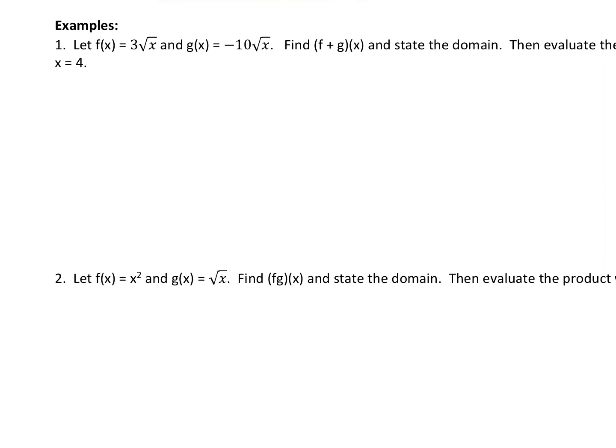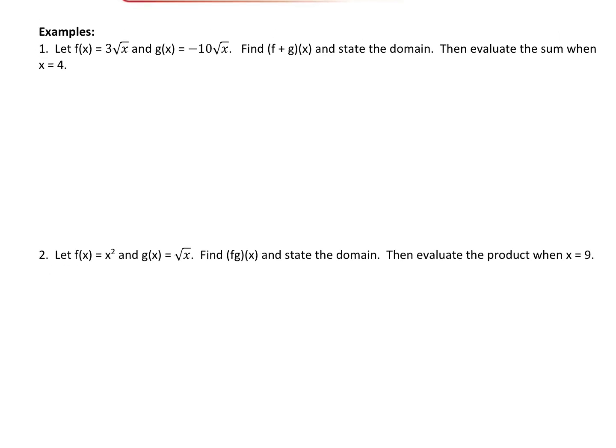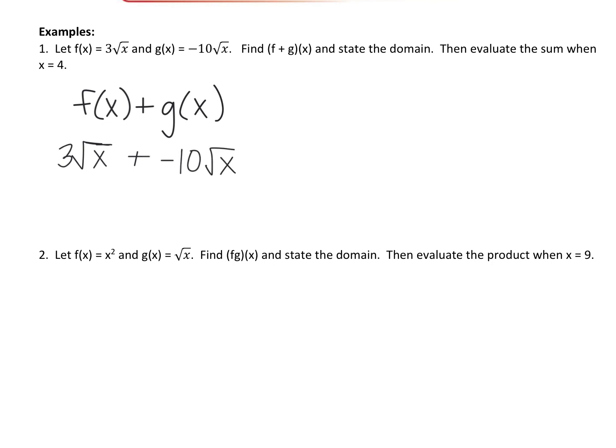It says let f of x be equal to 3 root x and g of x equal to negative 10 root x. Find f plus g of x and state the domain. All right, so all you are doing when it says f plus g is adding up these two equations. So I'm doing f of x plus g of x. Okay, f of x is 3 root x. So I'm just going to write it below it, 3 root x plus negative 10 root x, because that's f and g.